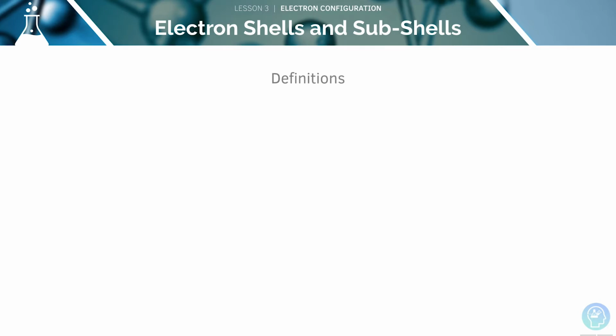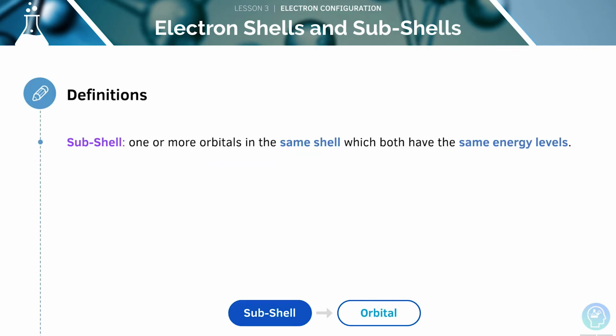We're now going to cover some key definitions in this section. The first is a subshell. The other one is for orbitals. A subshell is one or more orbitals in the same shell which have the same energy level.